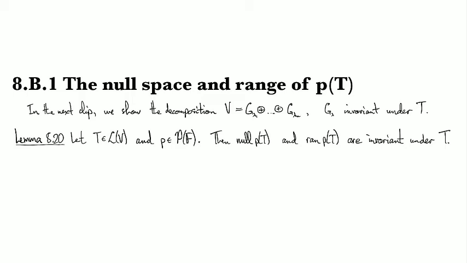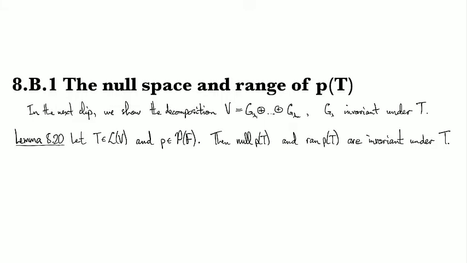So in this chapter, the main result is we're going to show that a vector space decomposes into a direct sum of generalized eigenspaces, and each of these is going to be invariant under T, and in fact T is going to act nilpotently on each one of these. So as a warm-up for this, we're going to need a little lemma, and the lemma is about the invariance of the null space and range of T.